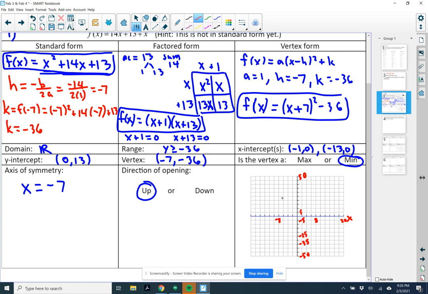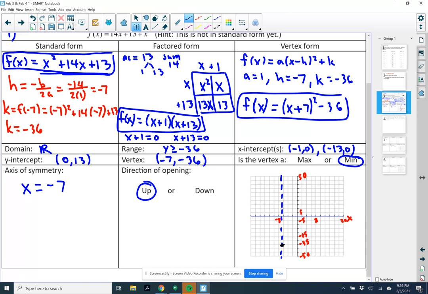My axis of symmetry is going to be halfway in between those guys. So I'm going to draw that in at negative 7. Axis of symmetry, x equals negative 7. Halfway between the negative 6 and the negative 8. Okay. Our vertex is going to happen right down here at just below the negative 35. Just barely below, right? Negative 7, negative 36, right down there.